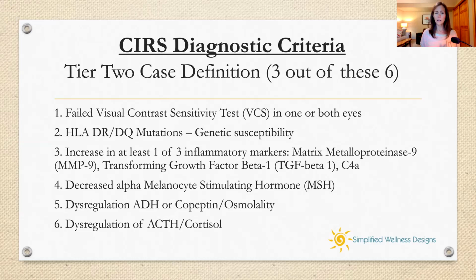So perhaps you failed the VCS test. Perhaps you have a genetically susceptible HLA-DR. We talked about what that means in what is CIRS and how does it happen. So if you want to know more about what is HLA-DR, please watch that video to learn more. But if you also have the genetic susceptibility, and then if you just have one more of these biomarkers that is dysregulated, say it's TGF-beta1 or MMP9 or C4A, or MSH, if you have one of these that's listed in 3, 4, 5, and 6 below, or number 2, then any 3 out of these 6 categories that are dysregulated would meet the tier 2 case definition of CIRS.